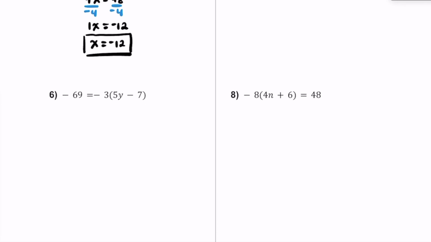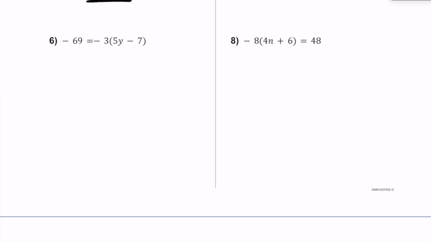All right, let's check number 6. For number 6, this looks like a great example to use the distributive property for. So let's go ahead and leave the left side alone first, but let's distribute the right side. So take the negative 69 is equal to negative 3 times 5y is going to be negative 15y.